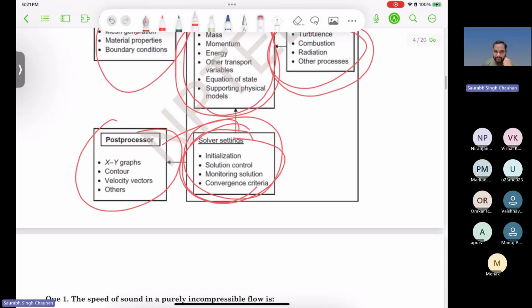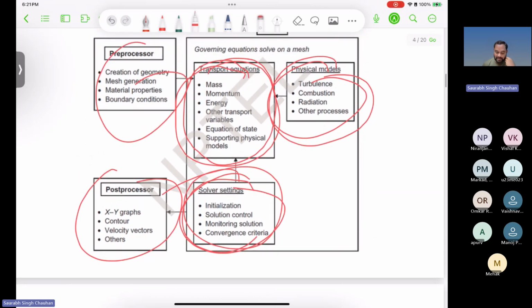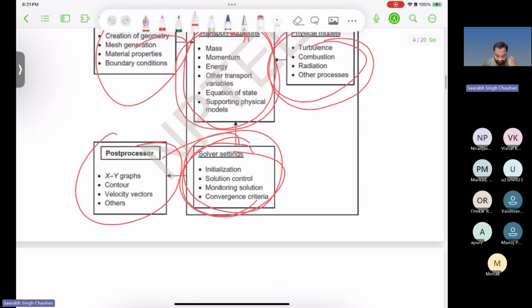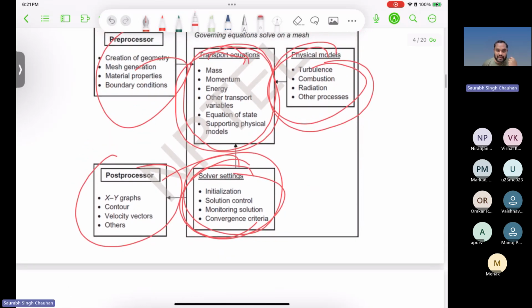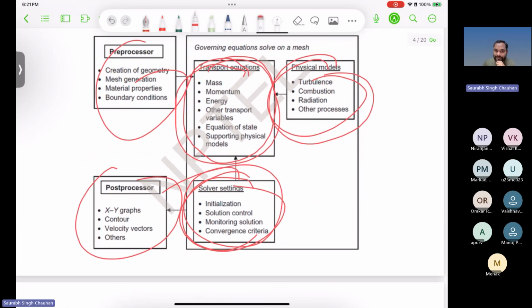So now you have a basic idea what we do in CFD. Now we can start our discussion. In the first week, we have also discussed something related to compressible, not flows, but compressibility. That is, you can say thermodynamics, right?